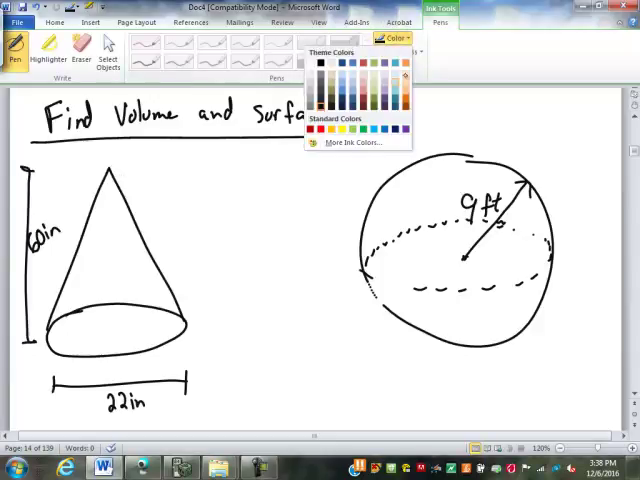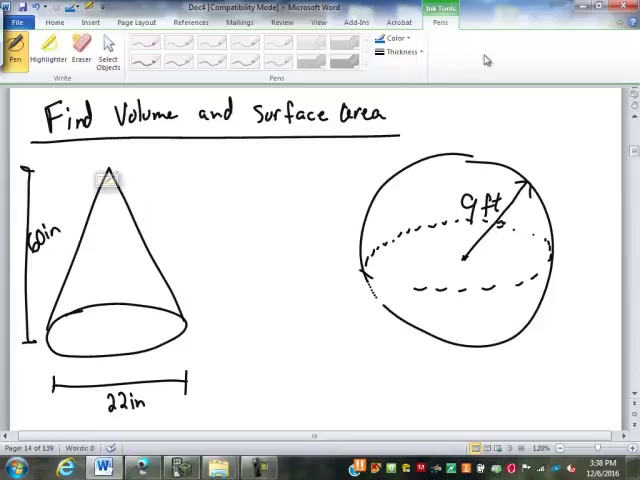Okay, so both of these are a little bit different problems for us. Let's start with the cone over here. For the volume, in fact, whether we're finding volume or surface area, the first thing we always have to find is the area of the base.